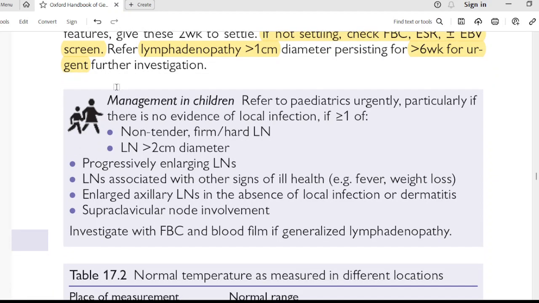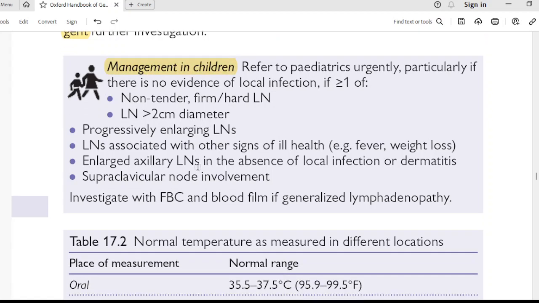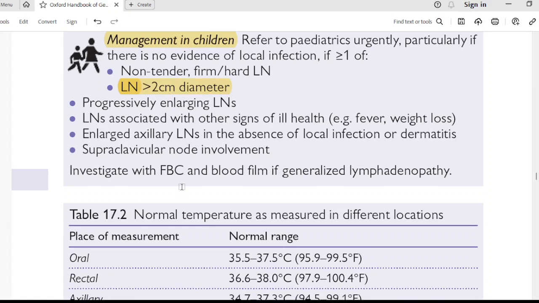Management in children. Refer to pediatrics urgently, particularly if there is no evidence of local infection, if more than one of the following is present: non-tender, firm, hard lymph nodes more than 2 centimeters in diameter, progressively enlarging lymph nodes associated with other signs of ill health like fever or weight loss, enlarged axillary lymph nodes in the absence of local infection or dermatitis, and supraclavicular lymph node enlargement.